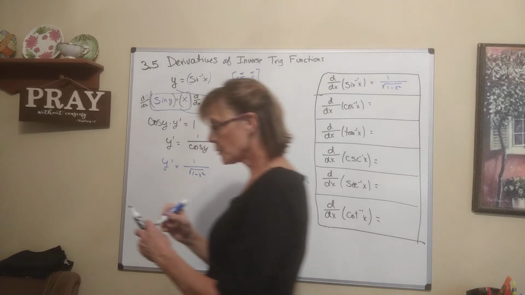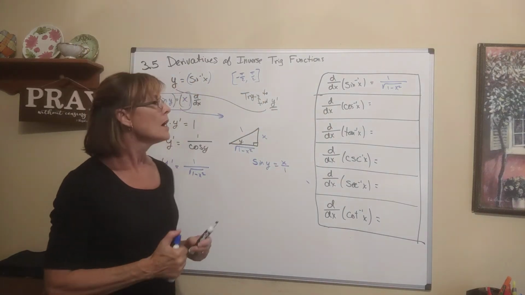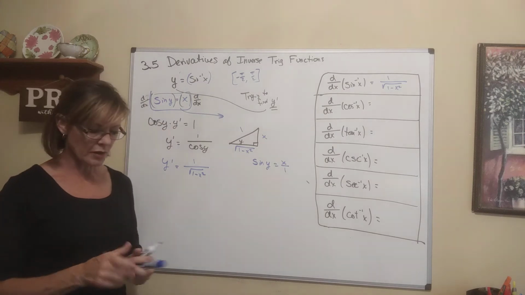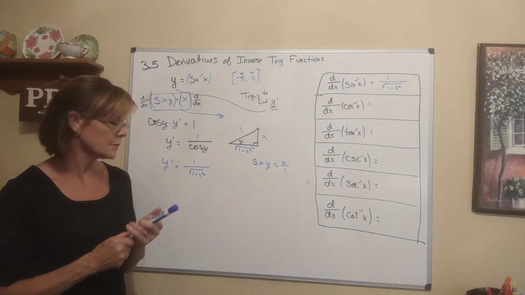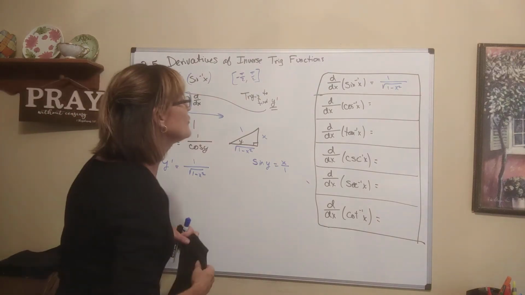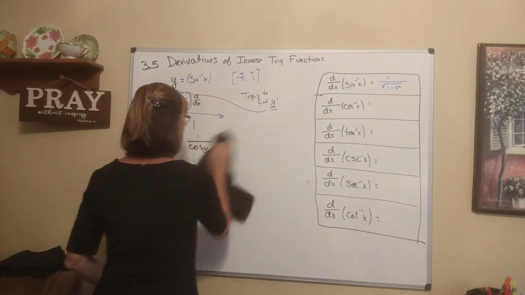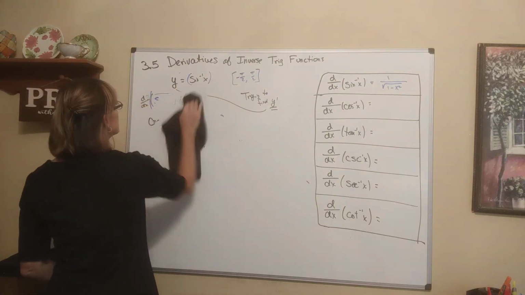I'm going to do another one. I'm going to do tangent. Cosine is very similar. I'm going to do tangent just to show you how this works, and then we're going to do some examples. Let's see here. What if we had to find the derivative of tangent? What would it look like? Okay, let's do that one.